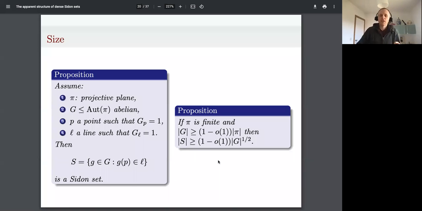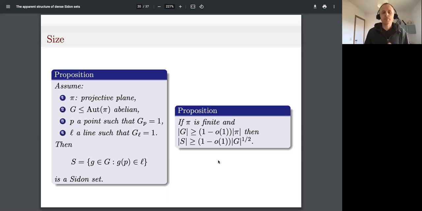So if almost all the points are in the big G orbit, and similarly almost all the lines are in a single line orbit, then this is a dense Sidon set. Okay, so I want to apply this proposition. So what I need to do is I need to pick a projective plane, and I need to pick an abelian group of automorphisms.